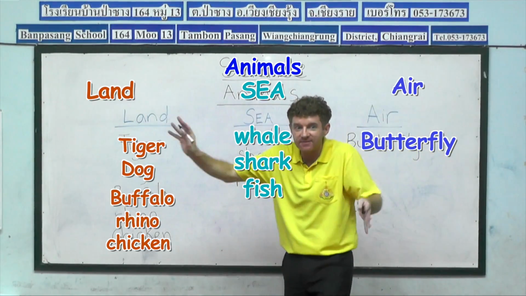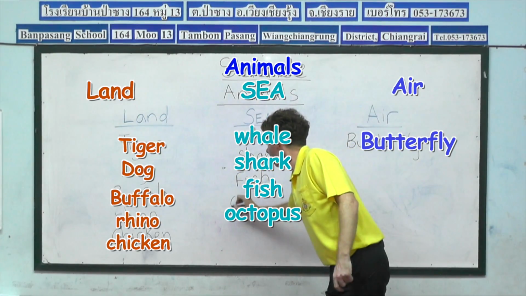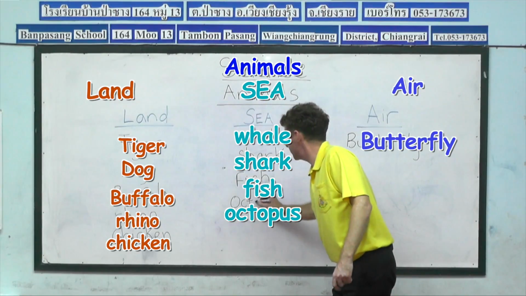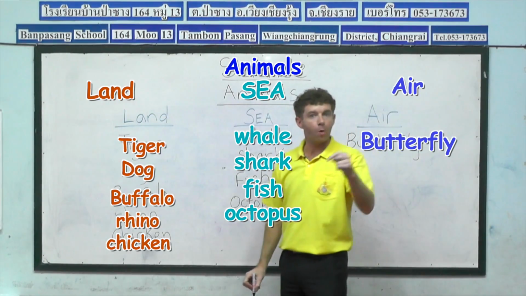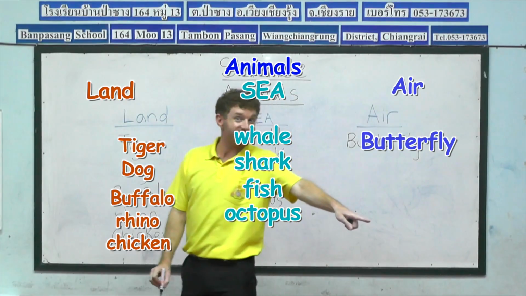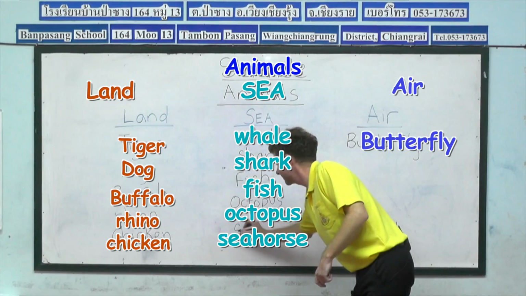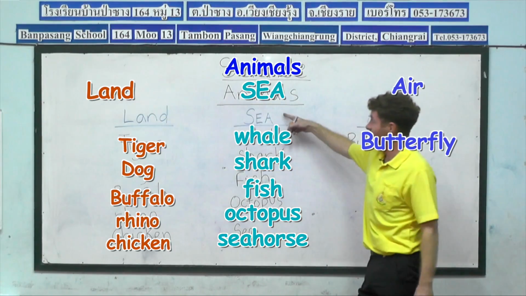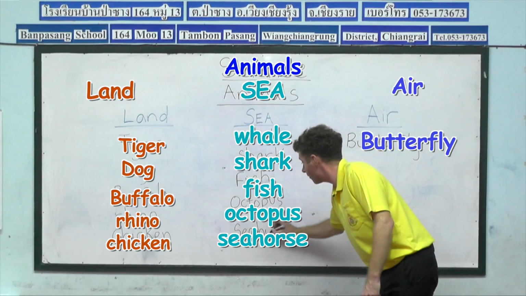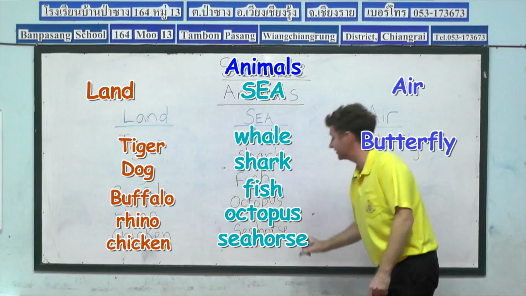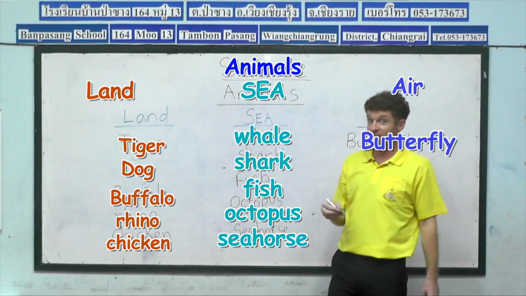Think about the last lesson. What had 8 tentacles? Octopus. O-C-T-O-P-U-S. And what was the animal that looked like a horse but lived in the sea? Seahorse. S-E-A. You see sea and then horse. H-O-R-S-E. But Pak Bung is right too. A sea animal, we could have dolphin.